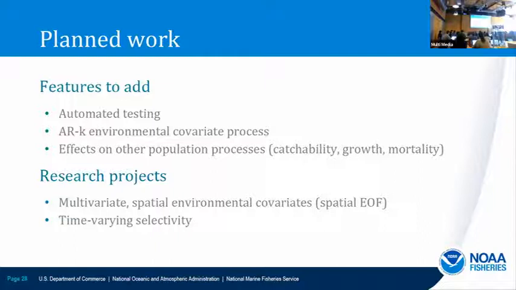Future work, features we want to add: some automated testing, an ARK environmental covariate process, effects on other demographic processes. We have a potential project on directly fitting multivariate environmental data spatially as well, perhaps. And then part of an ICES methods working group that Kelly Johnson is leading on building in options on how to vary selectivity in time.